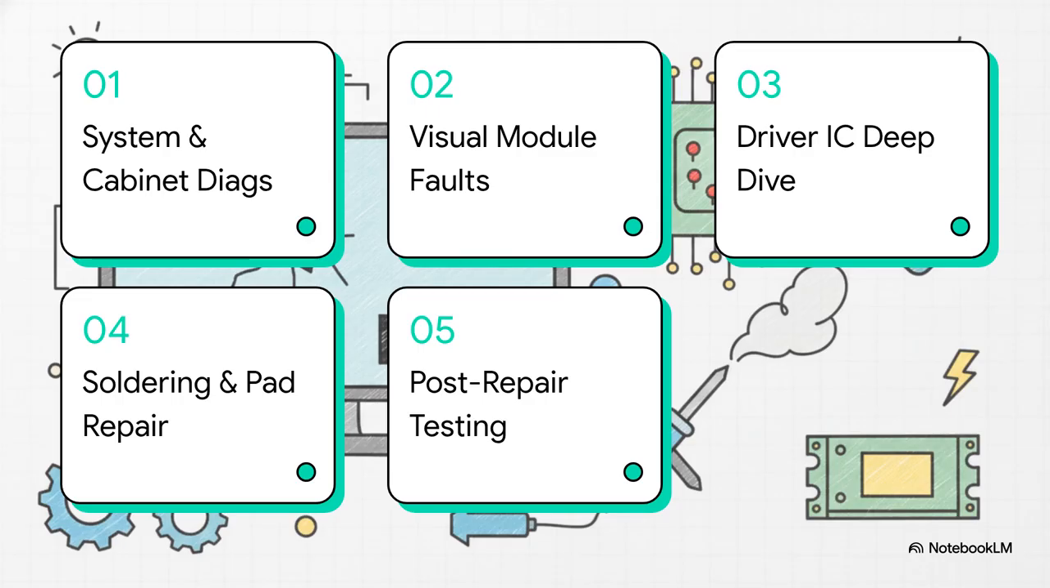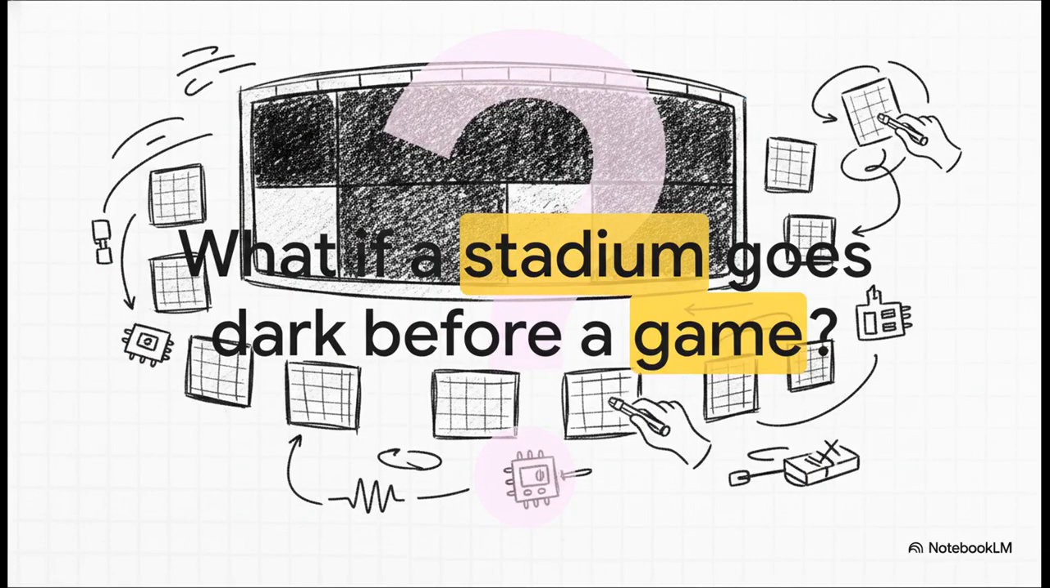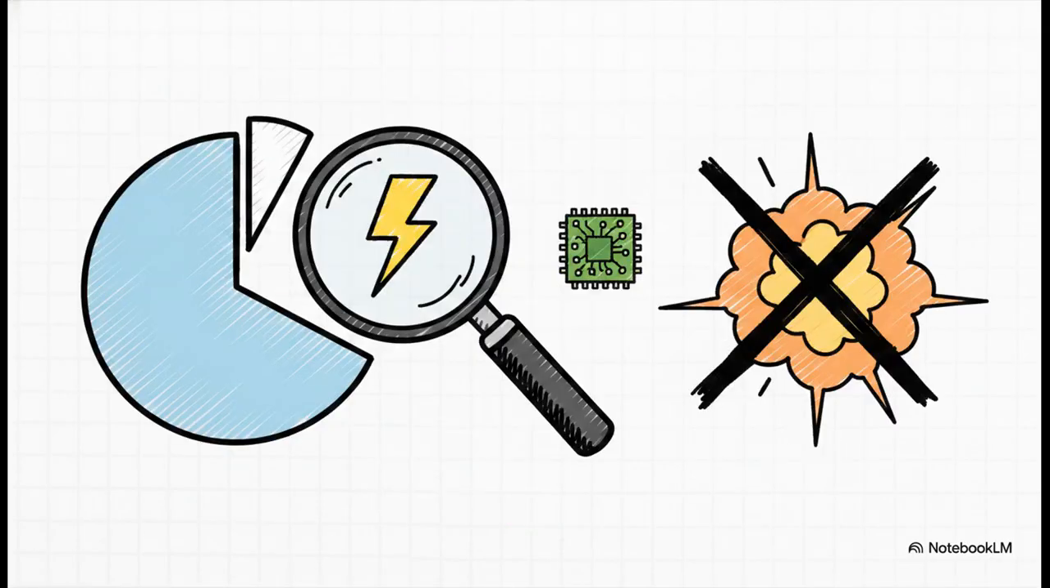Let's get to it. So picture this, it's right before the big game and a stadium-sized screen suddenly shows massive black patches. When you're staring down a wall of thousands of blank or glitching pixels, it can feel, frankly, totally overwhelming. But take a breath and remember, these are just manageable modular systems. As technicians, we just need to calmly isolate whether it's an issue with a module, a cabinet, or maybe just a sending card.